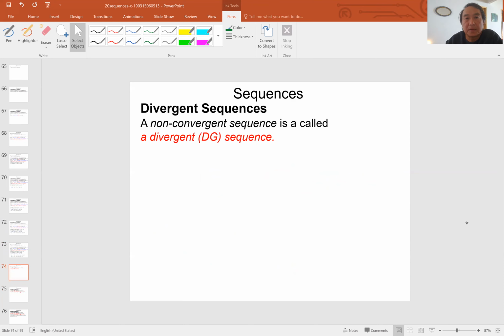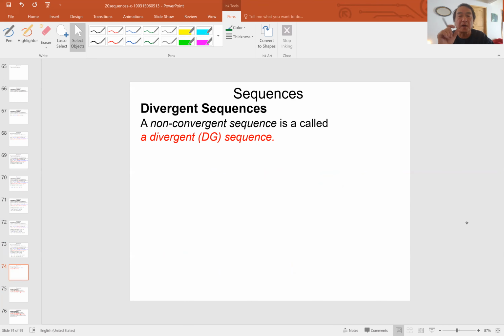Diverging, scattering: a sequence that does not focus in on a point is called a diverging sequence. Okay, so a diverging sequence is a sequence that doesn't converge into one single point. One thing about diverging sequences, you've got to be careful.